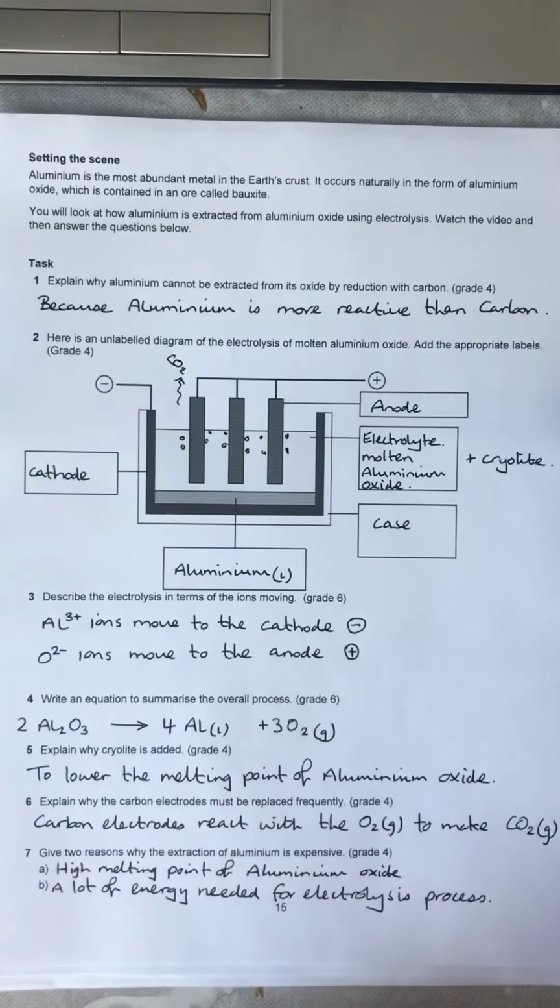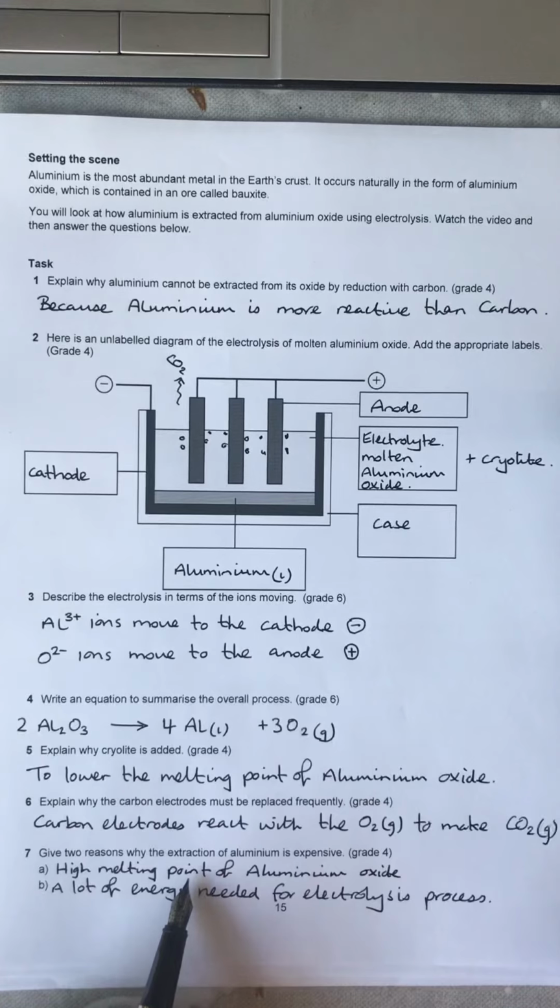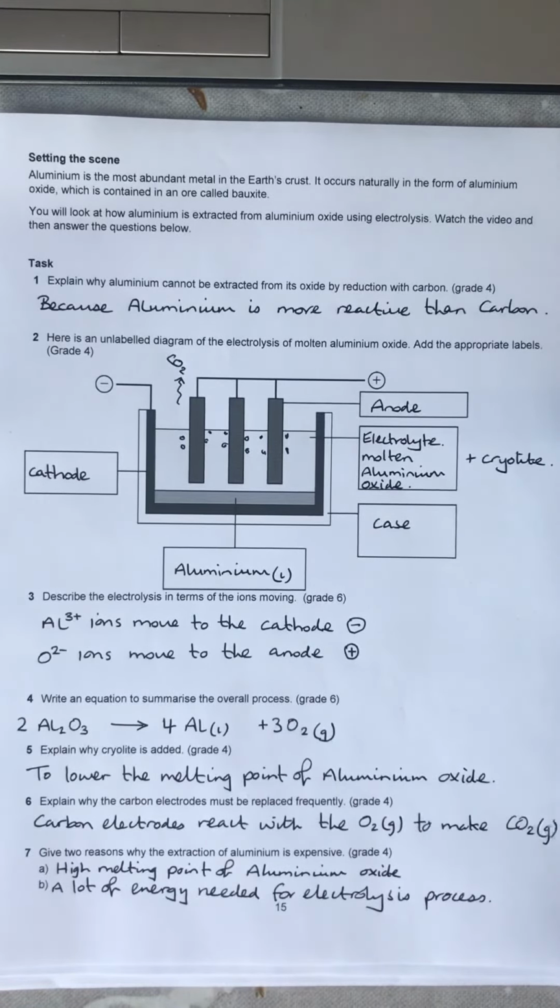Question 7. Give 2 reasons why the extraction of aluminium is expensive. A, because the aluminium oxide has a high melting point, so a lot of energy is needed to melt it, which costs a lot of money. And B, a lot of energy is needed for the electrolysis process itself. So there are your 2 reasons.